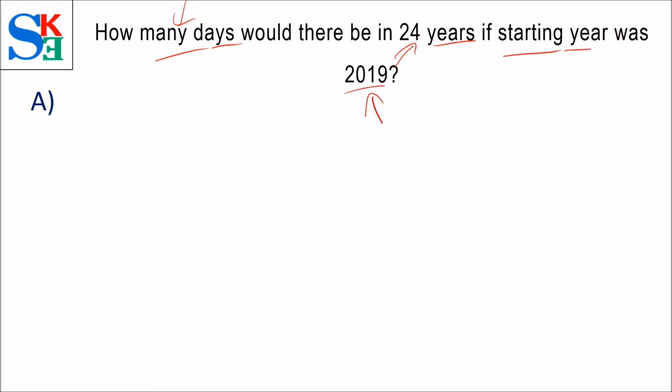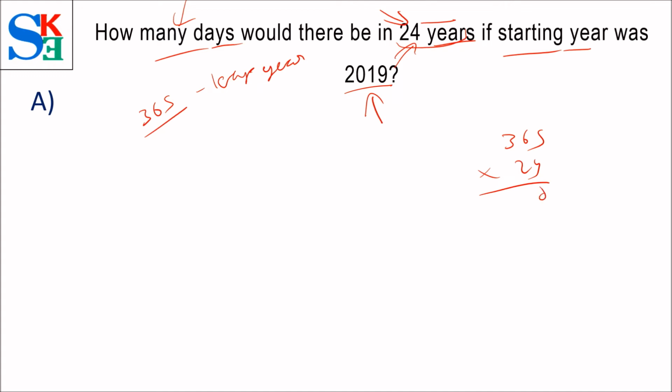Why have I included 2019? Well, we'll see. First, we need to calculate the number of days in 24 years. How many days are there in 1 year? 365. That's not counting a leap year. Okay, so what I need to do is 365 multiplied by 24. That's it, and we'll get the answer for half of the question.